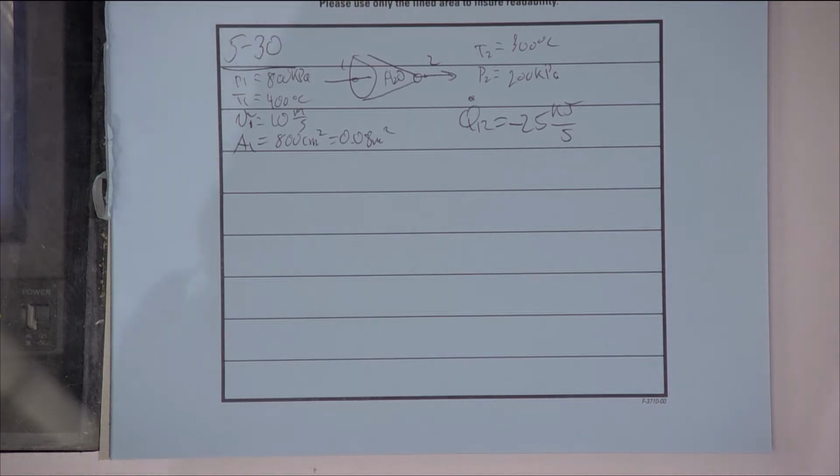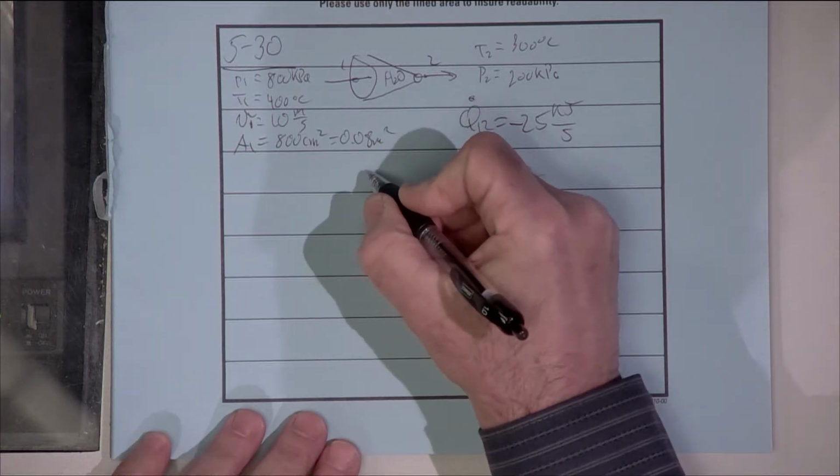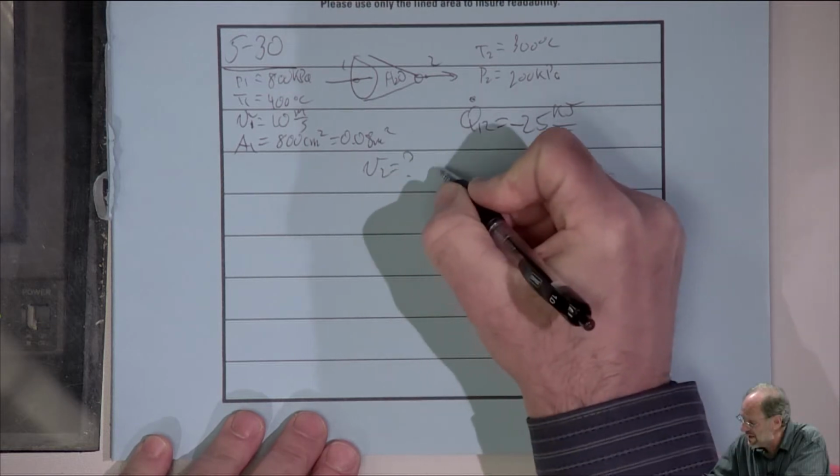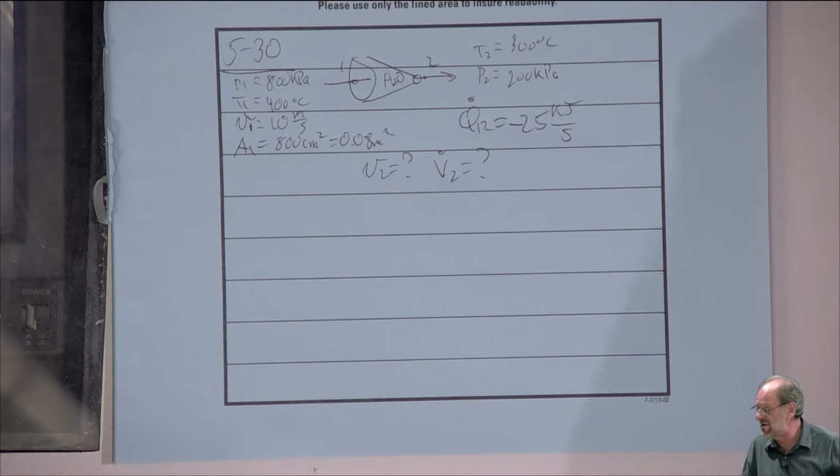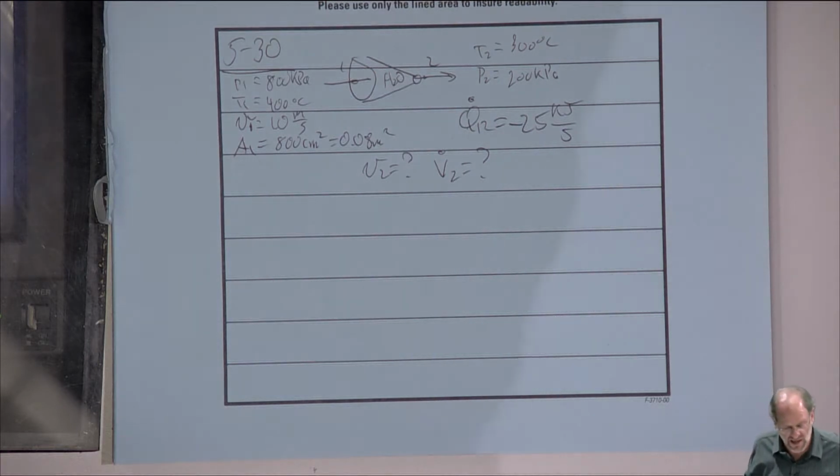And it says determine the velocity and the volumetric flow rate at the exit. So we're trying to find V2 and V dot 2. Please note that you cannot assume that the velocity at the entrance and exit are the same, nor can you assume that the volumetric flow rates are going to be the same.